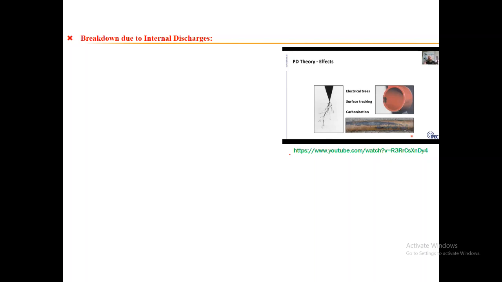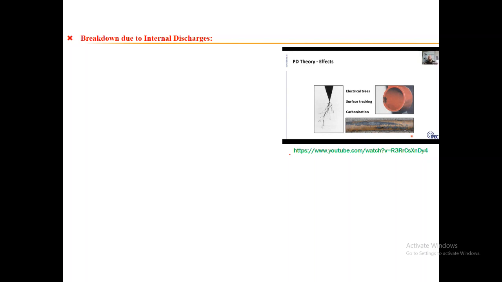If you imagine in solid insulation, it's quite well known, an electrical tree will form. So over time, the physical damage to the insulation will form an electrical tree until eventually the electrical tree is so large that the insulation can no longer survive the energy coming from the conductor.